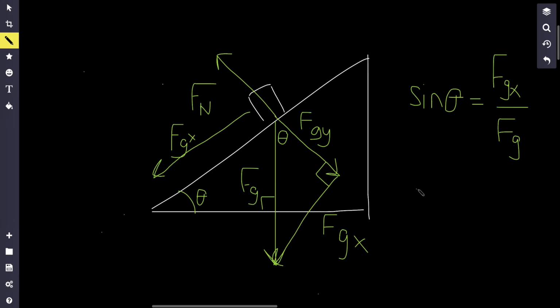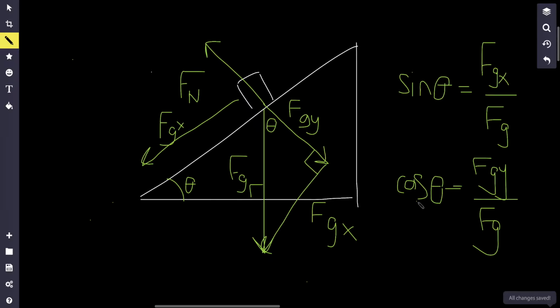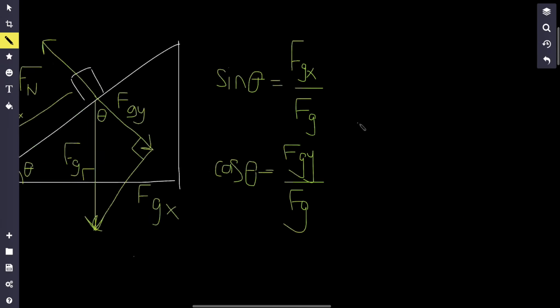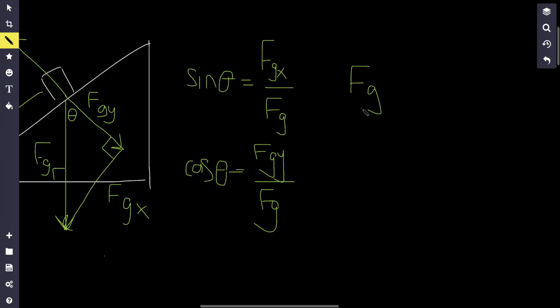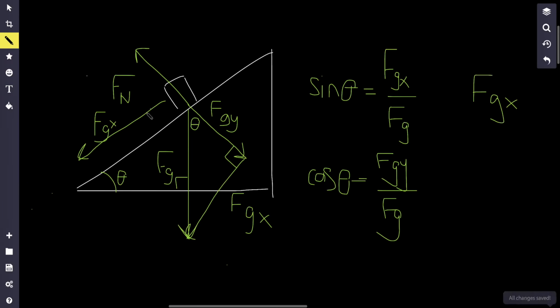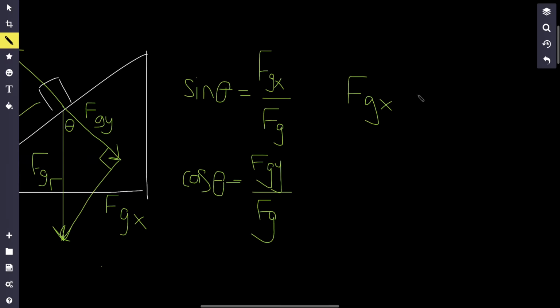And likewise, I can find cosine of theta. That's going to be equal to the adjacent side here, force of gravity in the y direction, divided by the hypotenuse, which is just the force of gravity. Therefore, I can derive two formulas. The force of gravity in the x direction, so the direction that actually pulls the object downwards, is going to be equal to the force of gravity multiplied by sine of theta.